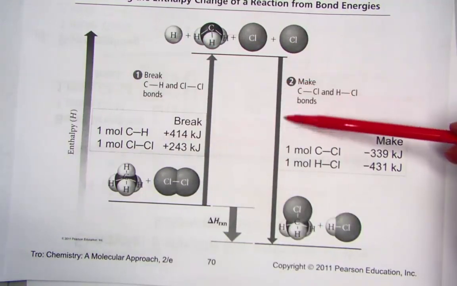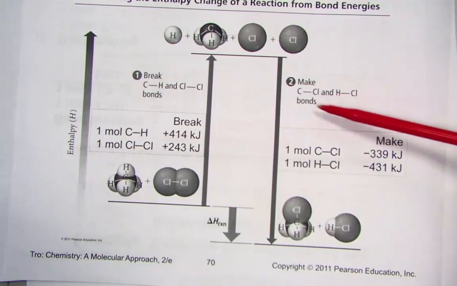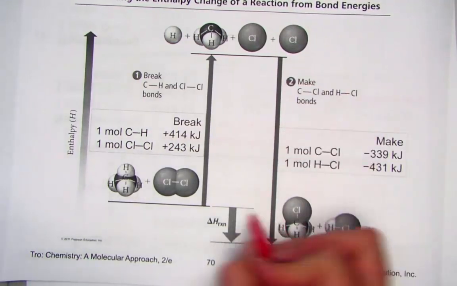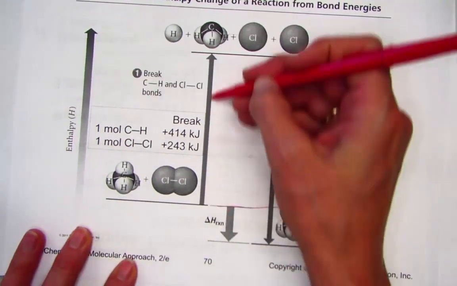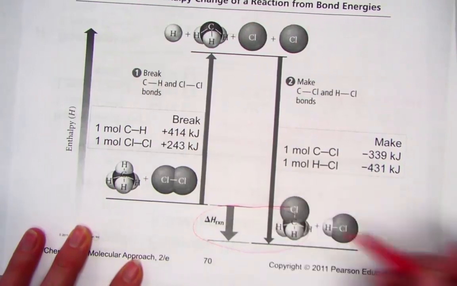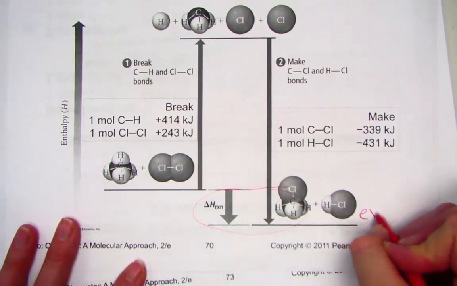We then make bonds. We form a carbon to chlorine and a hydrogen to chlorine. That is an exothermic process. The overall change from the amount of energy input and the amount of energy let go ended up to be a net negative. Overall, the process was exothermic.